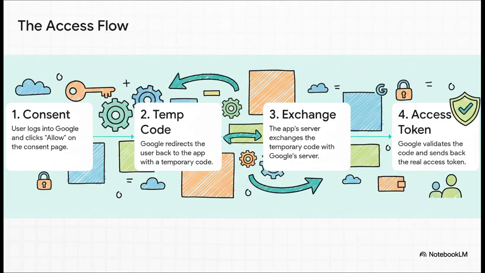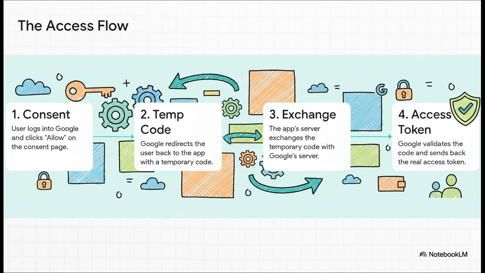Okay, so that request kicks off a four-step dance. First, you get sent over to Google, you sign in, and you see that familiar little box asking, hey, do you allow this app to access your contacts? You click Allow. Then Google sends you back to the app, but it adds a little temporary code to the URL. Now, this code isn't the real key. In a really crucial security step, the app's server, not your browser, takes that temporary code and exchanges it directly and secretly with Google's server.